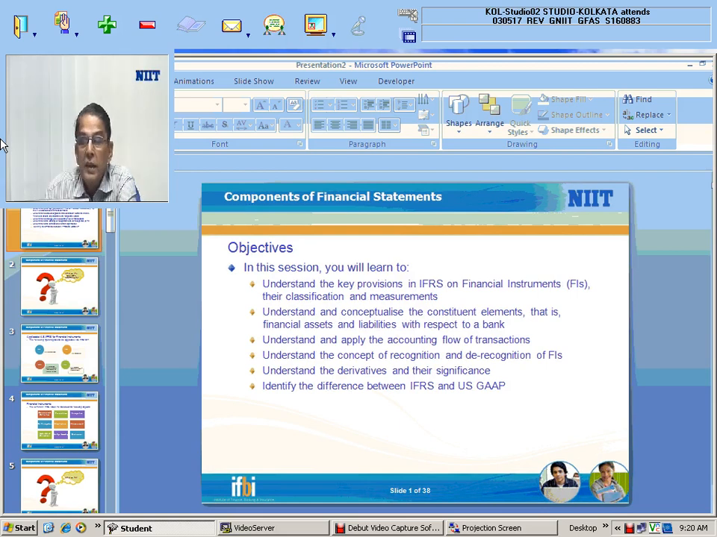Earlier there were traditional instruments: cash, trade debtors, long-term debt, investments, etc. But most entities today have moved from using traditional instruments to highly sophisticated risk management strategies based on derivatives and complex combinations of instruments. That's why it's a complex area.